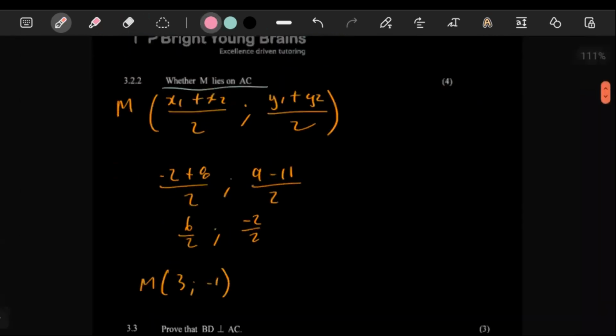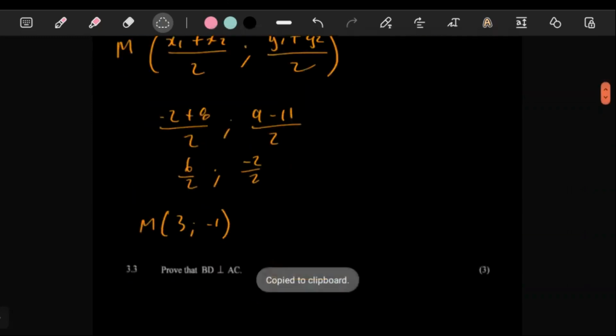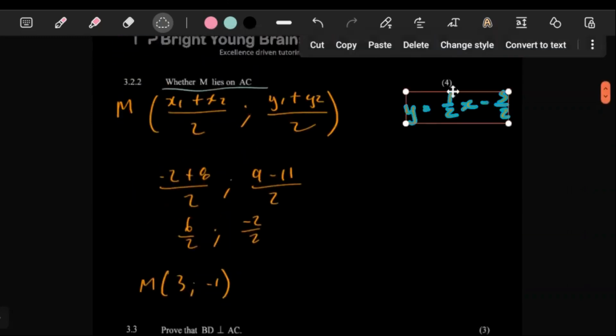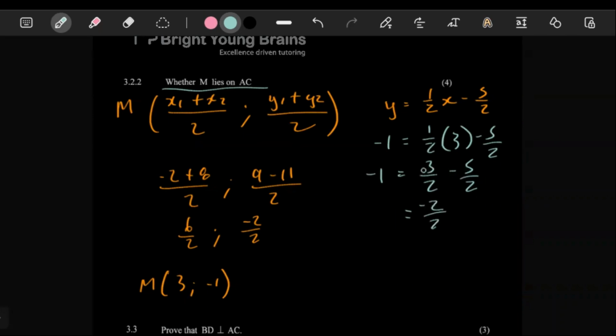So we said in the equation of our straight line, we have to see if the coordinate of M is going to balance out the equation. In our equation, where y is, we're going to put negative 1, and where x is, we're going to put a 3. So this is like 3 over 2. Then let's see if the two sides balance out. Yes, they do. 3 minus 5 is a negative 2. So yes, it does balance out the equation.